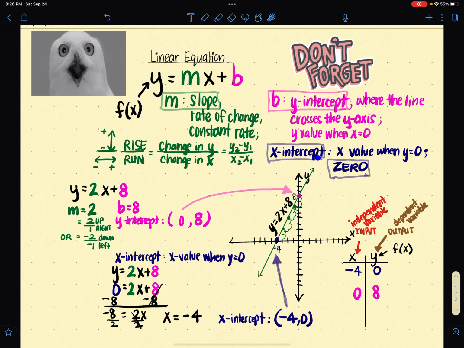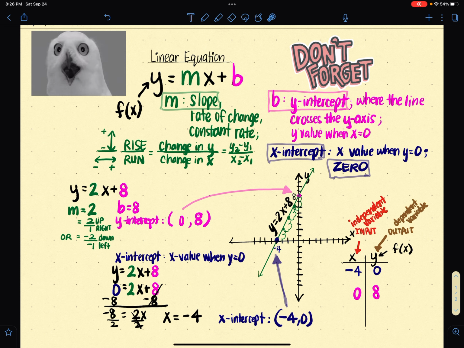Now, the x-intercept is very similar to the y-intercept. The y-intercept is the y value when x is 0, so the x-intercept is the x value when y equals 0. Another vocabulary word for x-intercept would be zero. So the zero of the function is called the x-intercept. If you look at this graph over here, this is called the x-intercept because this is the x value when y equals 0. And this is again the y-intercept, the y value when x is 0.